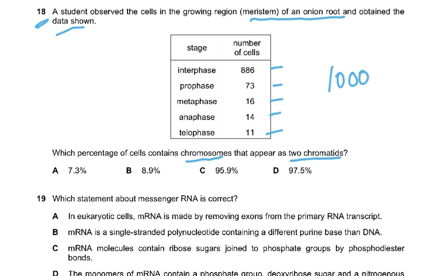So it was a little difficult because it says which cells contain chromosomes that appear as two chromatids. You see, if you talked of interphase, in interphase you can't see anything. They might have doubled in S phase of interphase, but then you can't see them. It says appear. That means you can see them under the microscope. You can only see them under the microscope in prophase and metaphase. So 73 plus 16 is what? 89. So it's 8.9%.